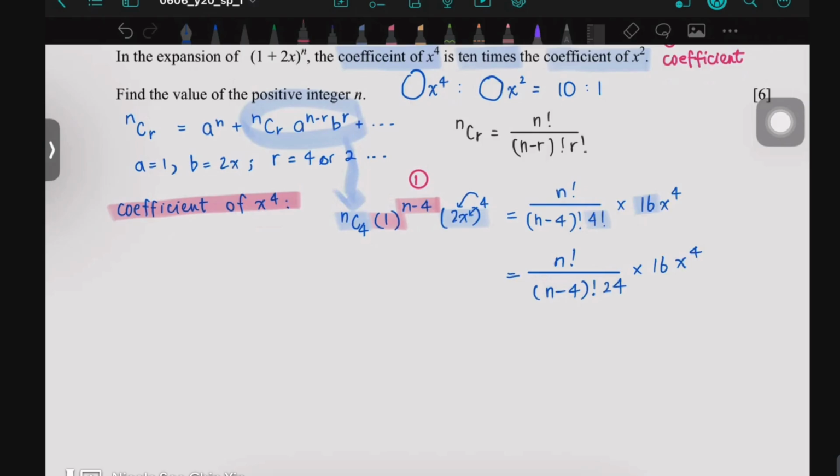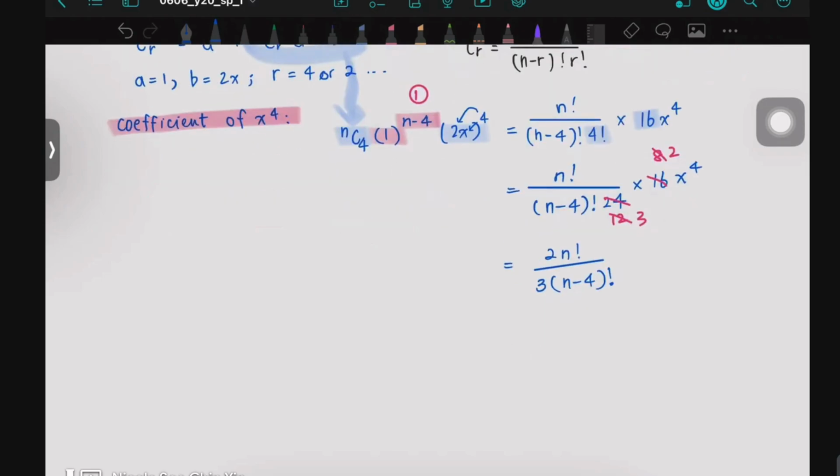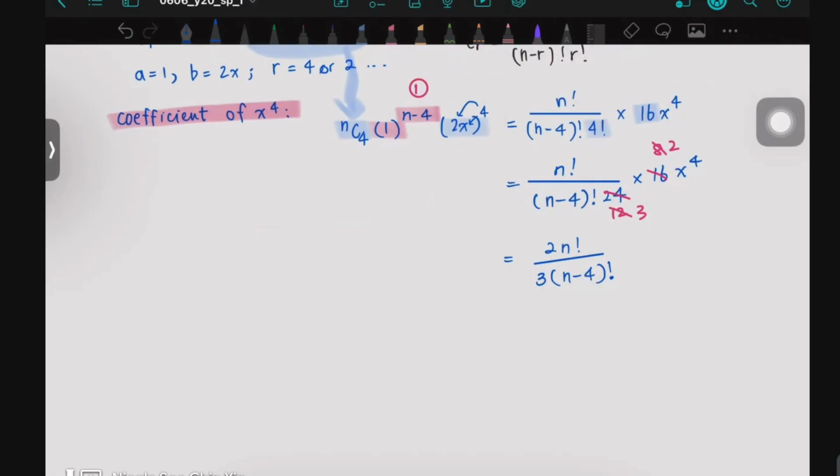times 16x to the power of 4. Divide by 2, then I will get 12 and then 8. Continue to divide by 4, I get 2 and 3. Now I simplify it as 2 n factorial over 3 times (n minus 4) factorial. I stop here.